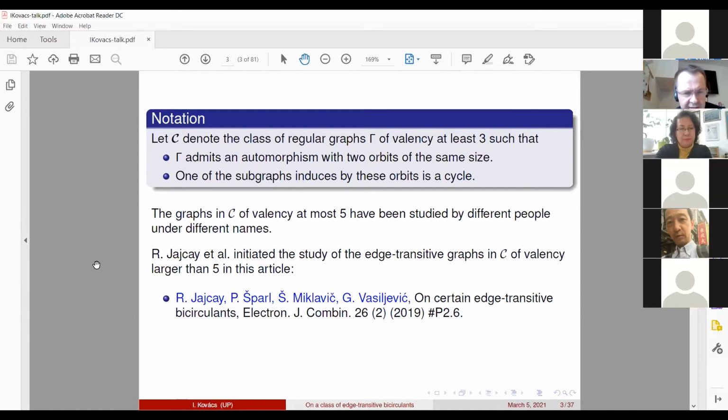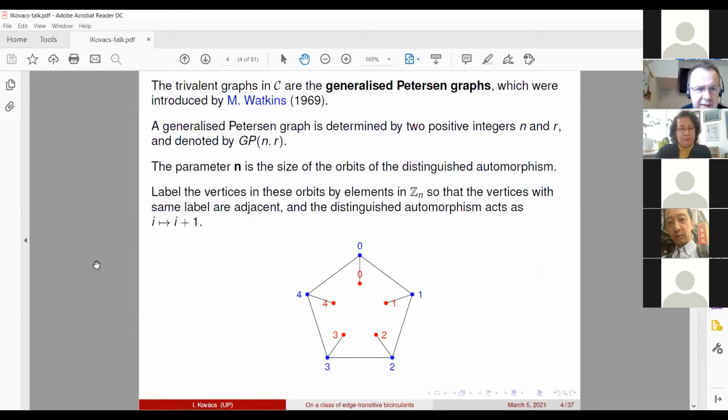In fact, this class of graphs with small valency has been studied before by different people and also under different names. And recently, in this paper which you see, the authors initiated the study of the edge-transitive graphs in this class when the valency is larger than 5. So let's see what the previous results are for small valencies. If the graph is trivalent, then it is called a generalized Petersen graph. These graphs were introduced by Mark Watkins more than 50 years ago.